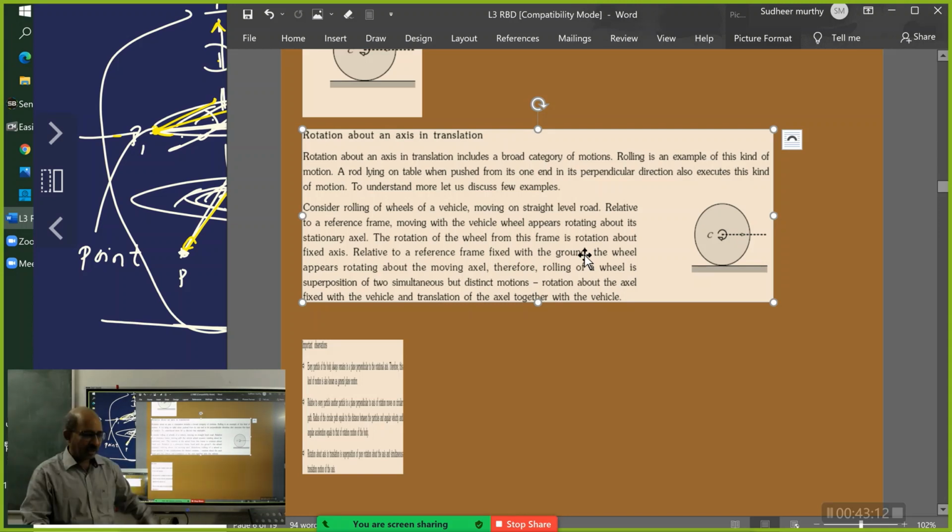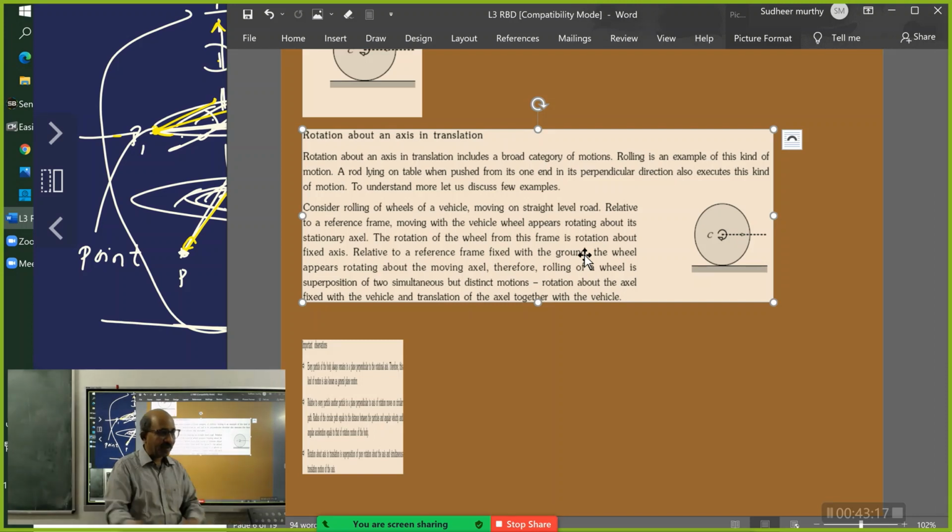That is, you keep a rod on a table and you hit it. So the rod will move and also it will rotate. Supposing you hit it perpendicular to the rod. If I push like this, then it is only translatory motion. That's perpendicular, and this is translatory motion.